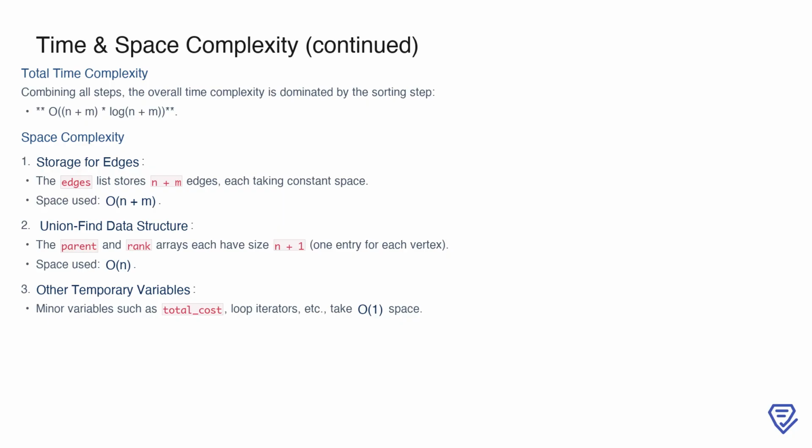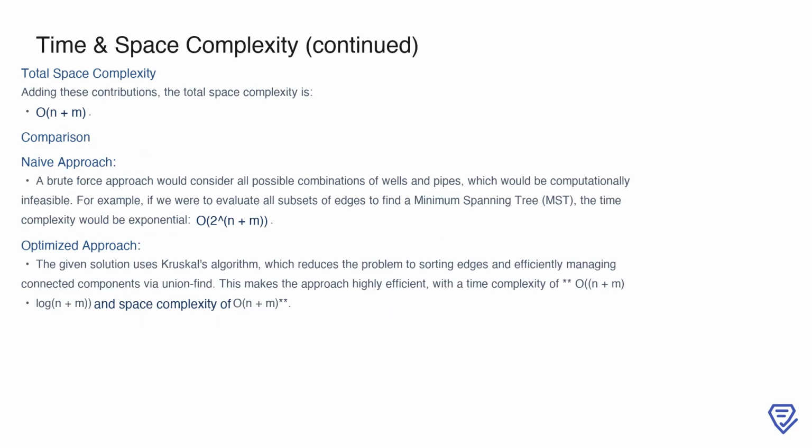Now looking at the space complexity, we start with storage for edges. The edges list contains n + m edges, each taking constant space, so this step requires O(n + m) space. Then, the union find data structure uses 2 arrays, parent and rank, each having a size of n + 1, resulting in O(n) space. Additionally, there are a few temporary variables like total_cost and loop iterators, but these take only O(1) space. Adding these contributions together, the total space complexity sums up to O(n + m). The total space complexity of our solution is therefore O(n + m).